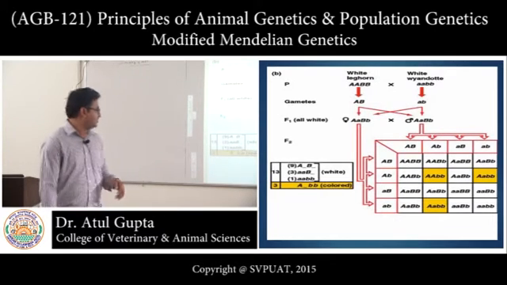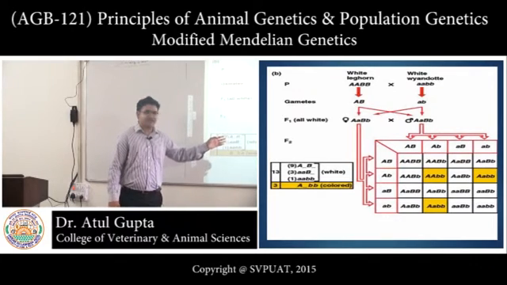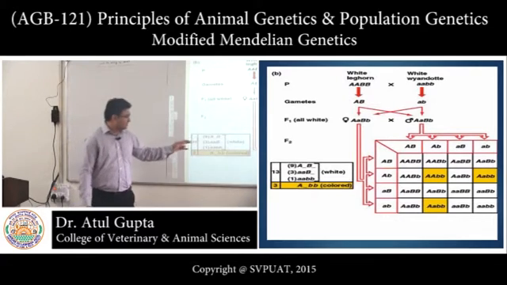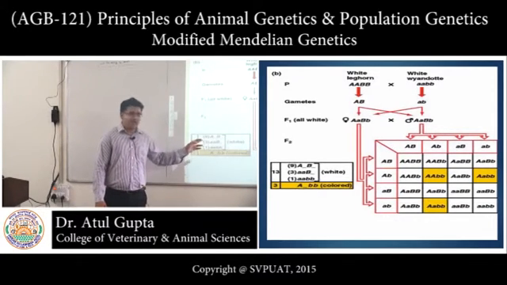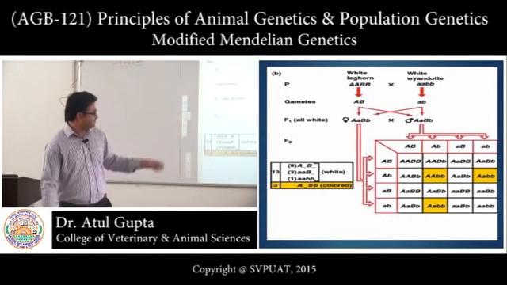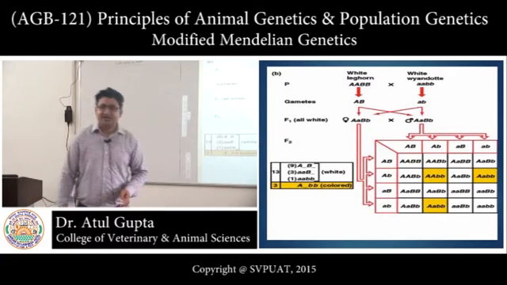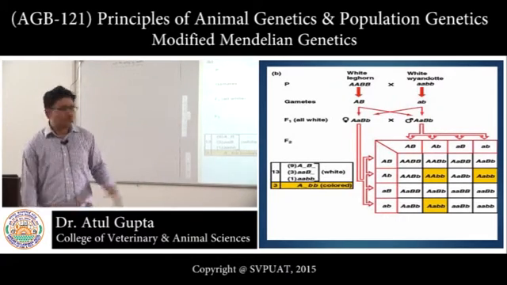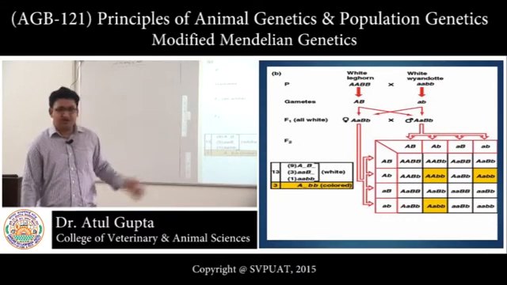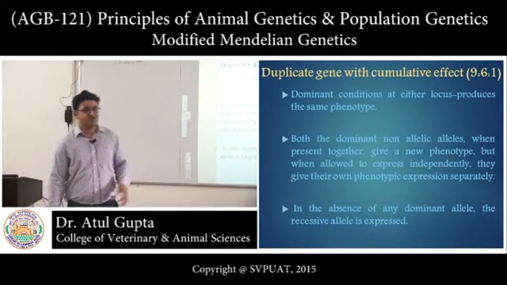Why has it happened? Because as we can see here, capital A dash, capital B dash is producing white. Then small a, when it is present with alleles of the other gene, is also producing the white phenotype. So instead of getting a 9:3:3:1 ratio, we are getting 13:3, that is 13 white and 3 colored progenies in the F2 generation. So next one is duplicate gene with cumulative effect.